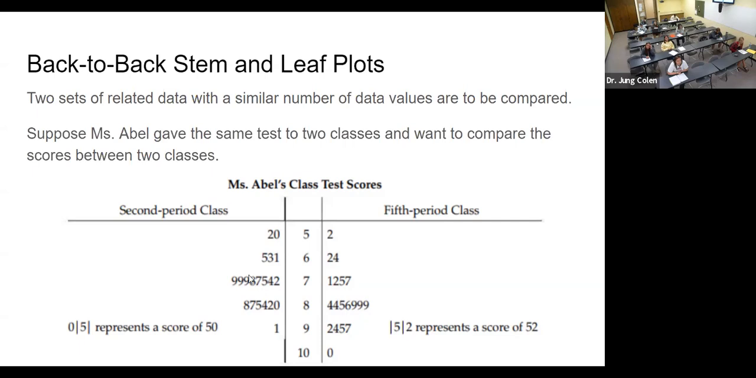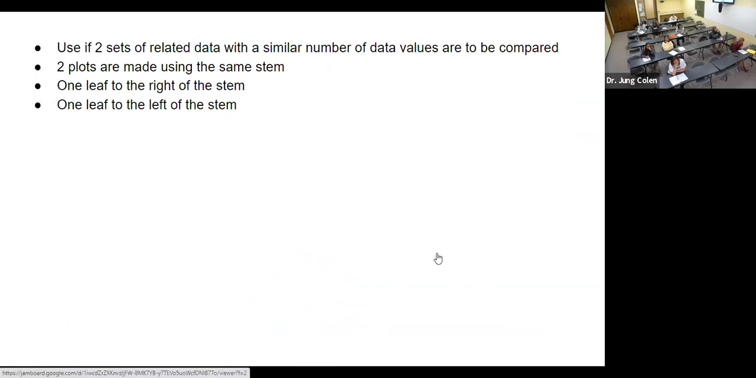So again, when you're comparing one of the central tendencies, the mode, we can see the mode for second period is 79, whereas the fifth period mode is 89. So we can say the fifth period class is doing better. Right? There are a lot of things that we can talk about. Does anybody have a question about back-to-back stem and leaf plots in this class? Then how about we do that together?